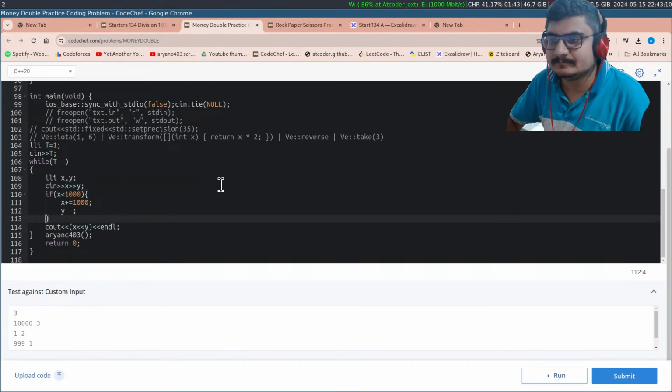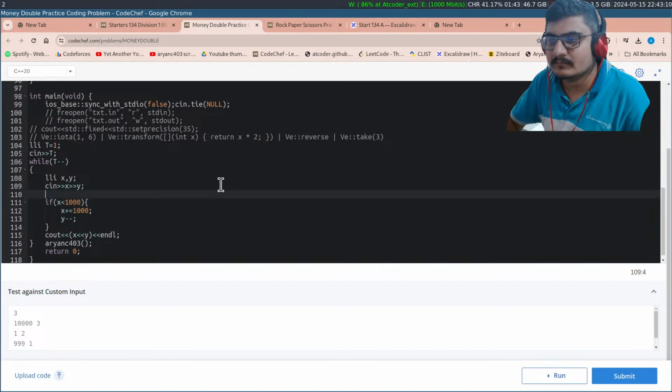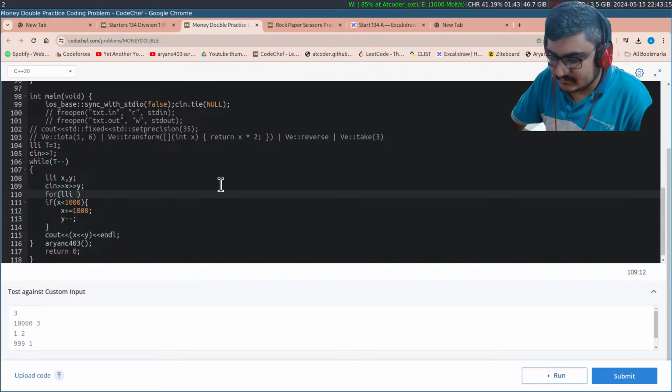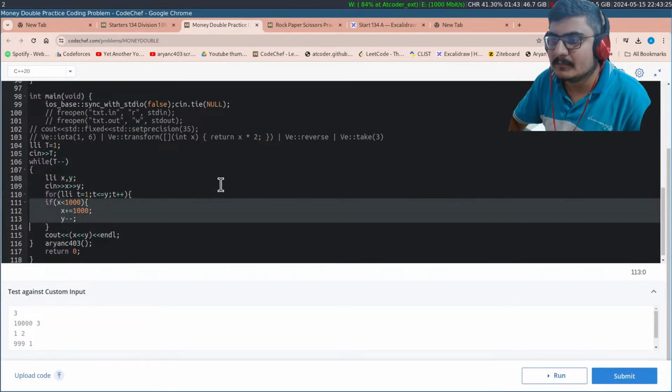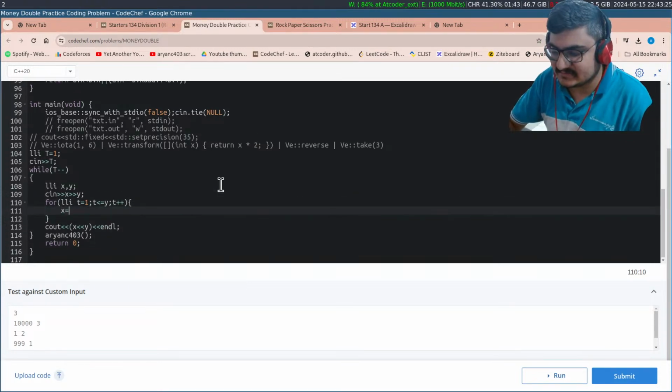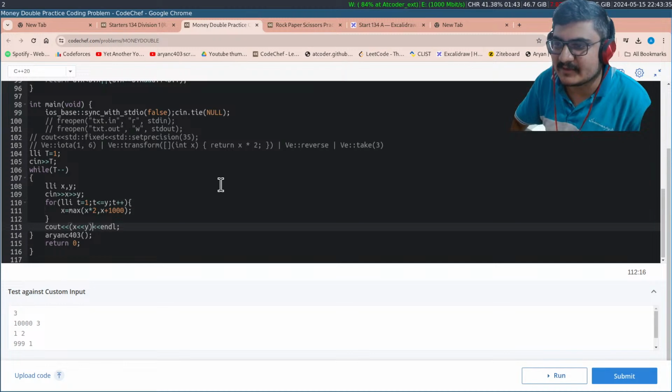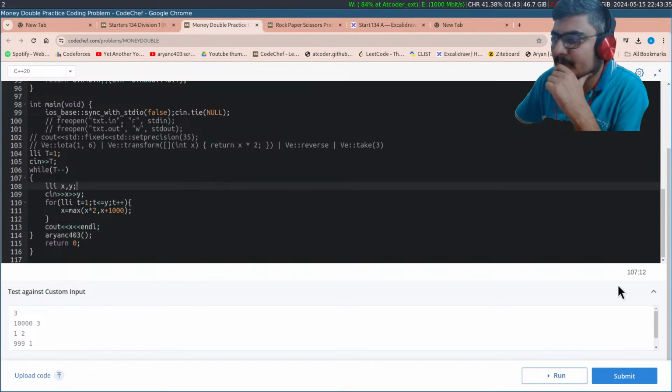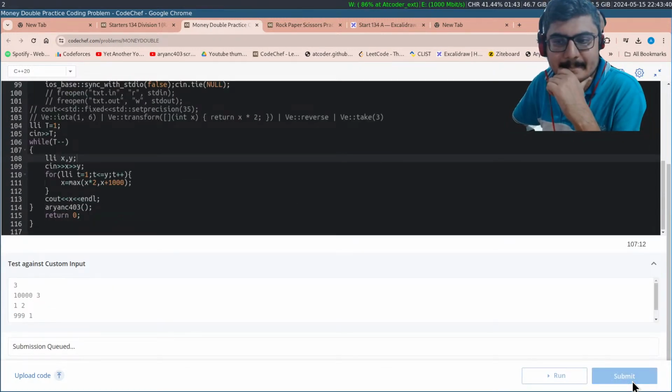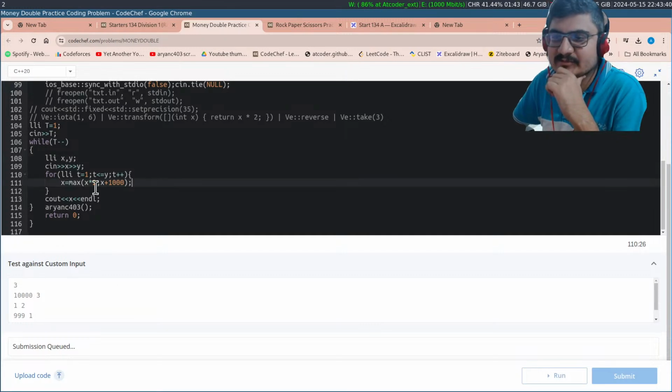For time equal to 1, time less than or equal to y, time plus plus, we can assign x equal to the max of either double the money or add 1,000 to the bank account. At last we can print whatever x we have. This is one possible solution for this problem.